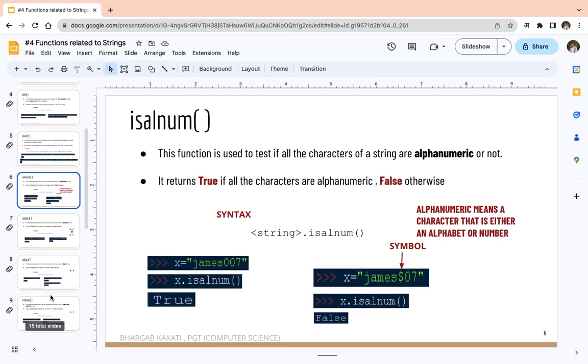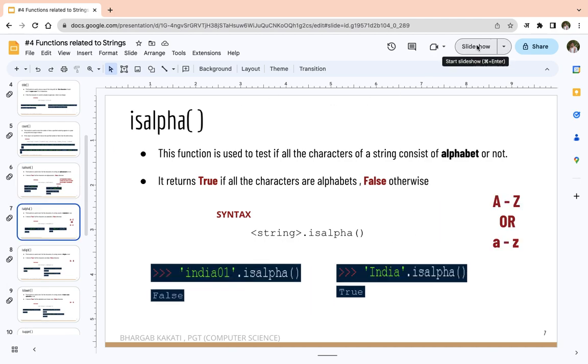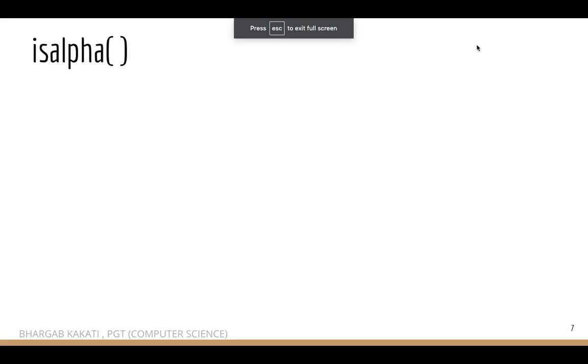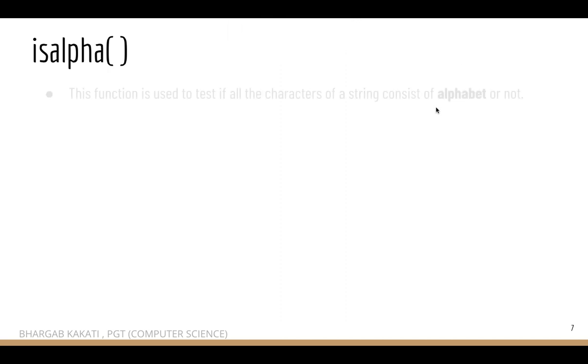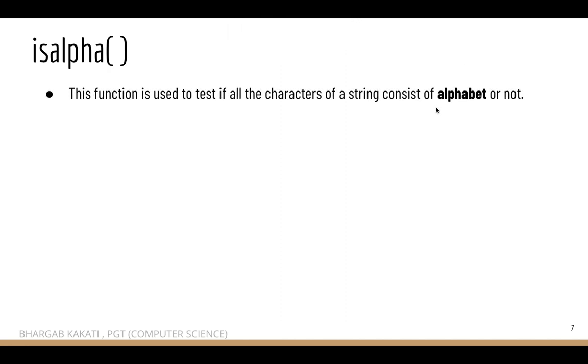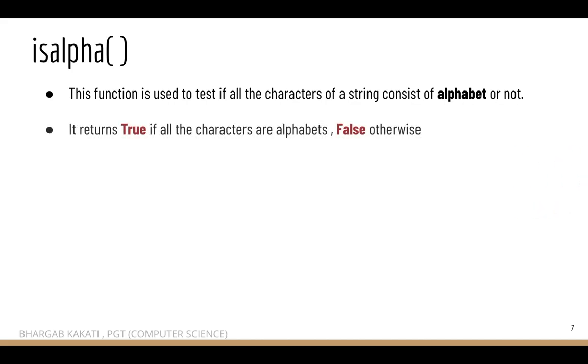Let's take you to the next function, which is isalpha. Not isalnum, it's isalpha. This function is used to test if all the characters of a string consist of alphabets or not. It will check if all the characters are alphabets. Alphabets may be lowercase or uppercase. It returns true if all the characters are alphabets, false otherwise.